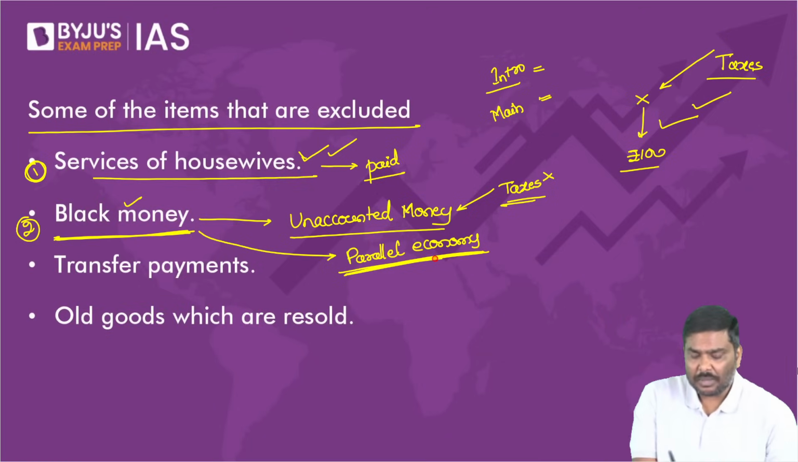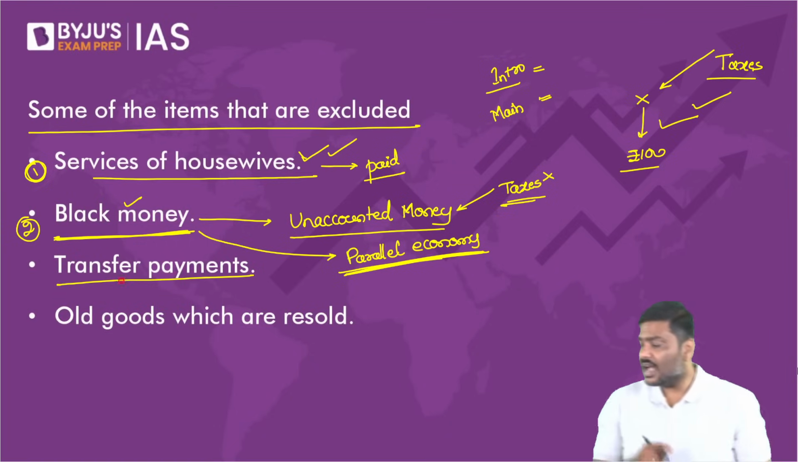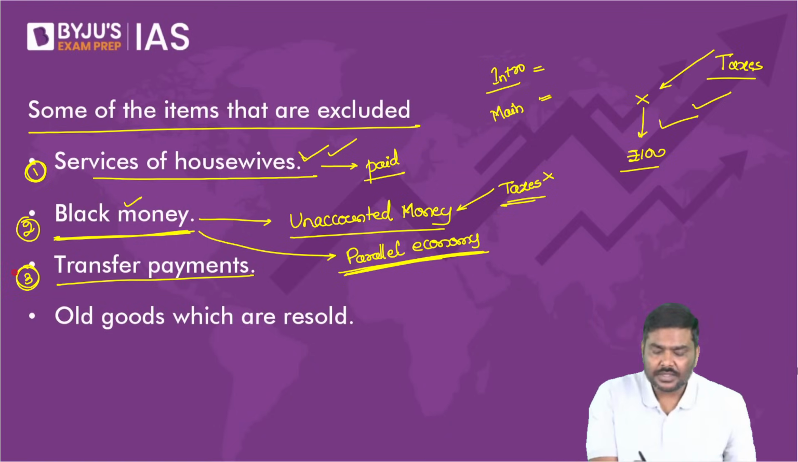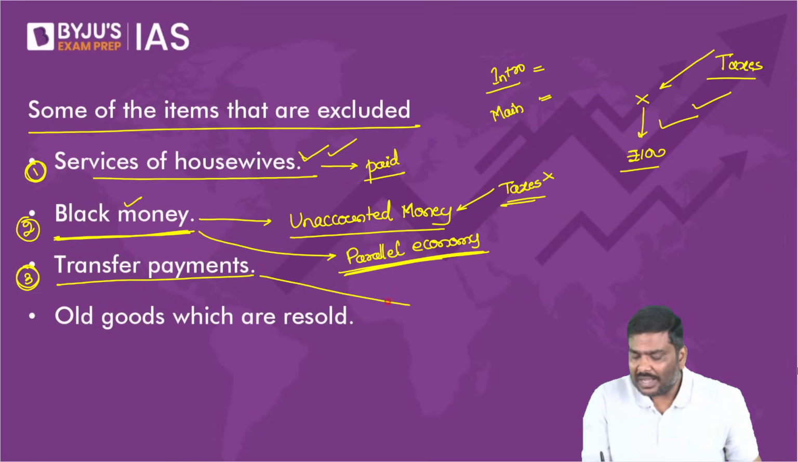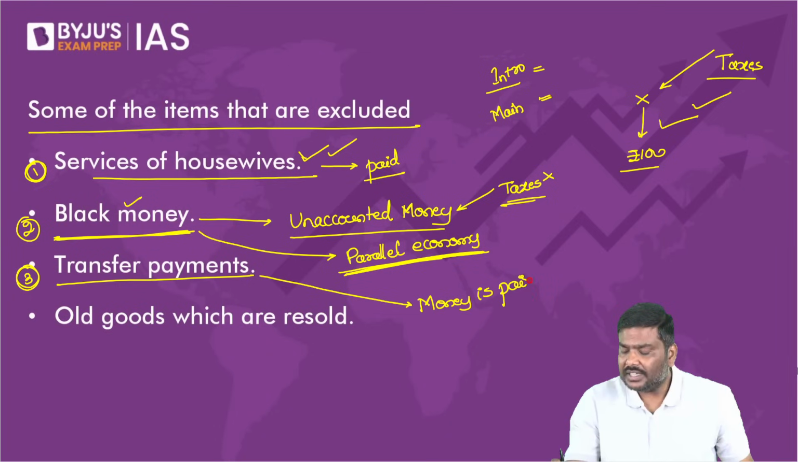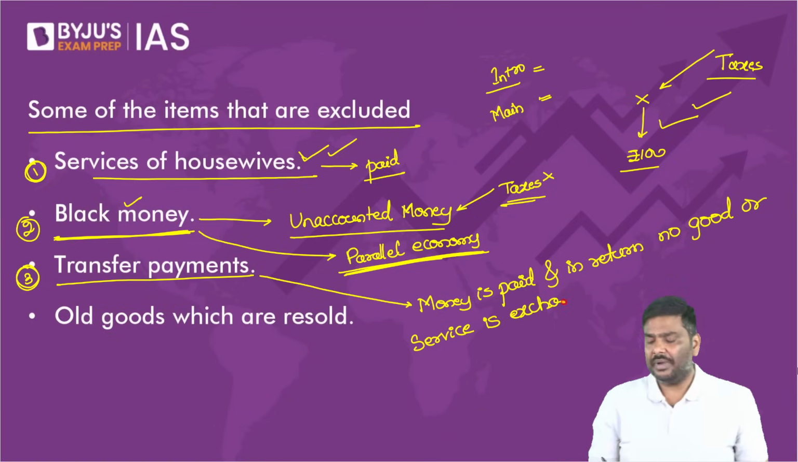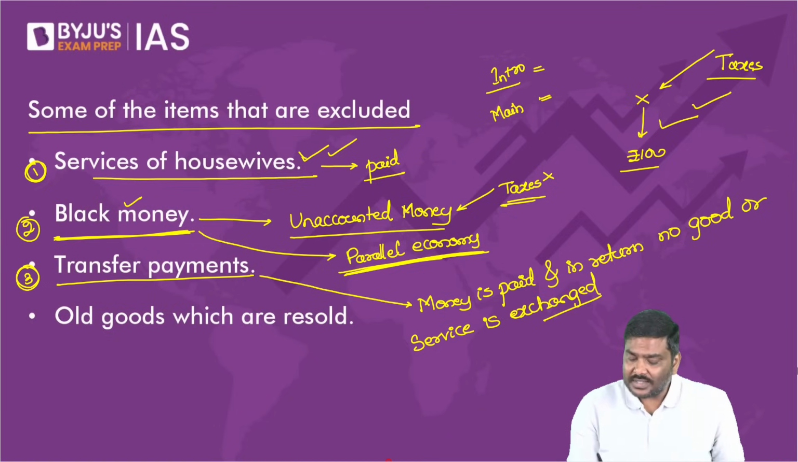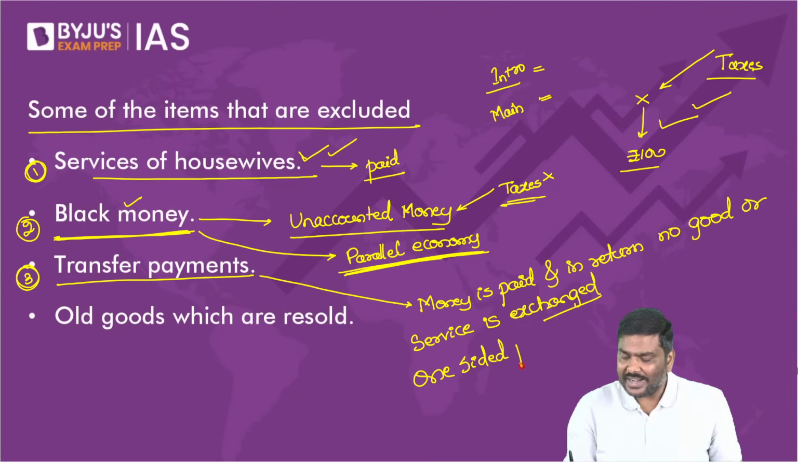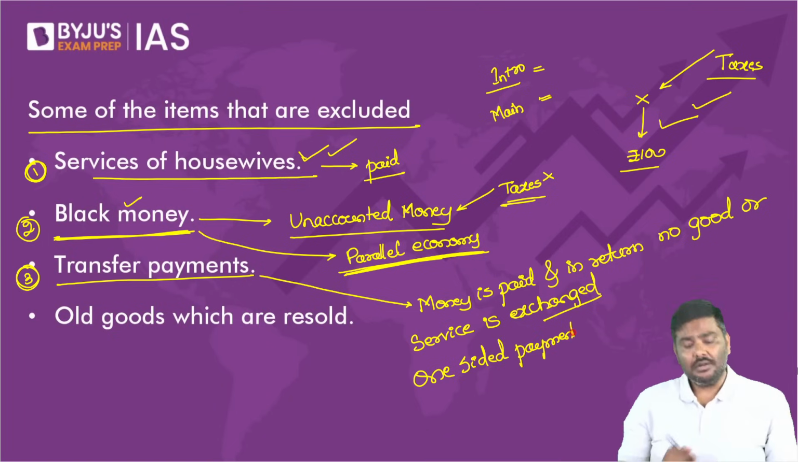Third one is transfer payments. Transfer payments means money is paid, and in return no good or a service is exchanged. That is basically referred to as a transfer payment, or else there is one more name for this: one-sided payments. One-sided payments are also referred to as a transfer payment.